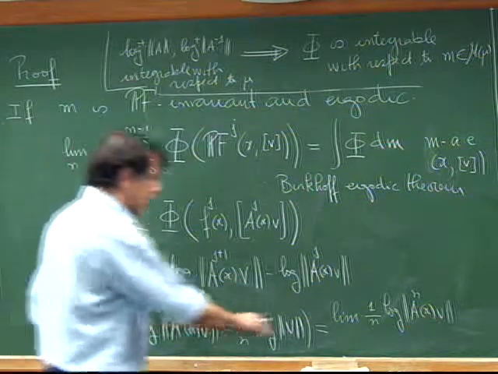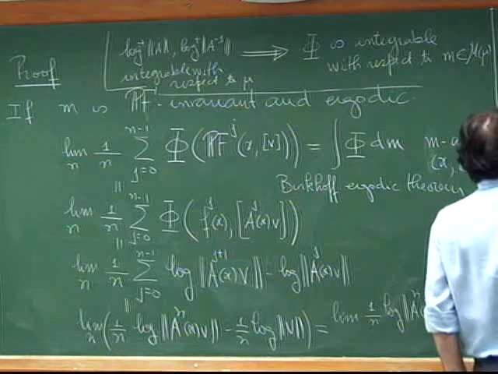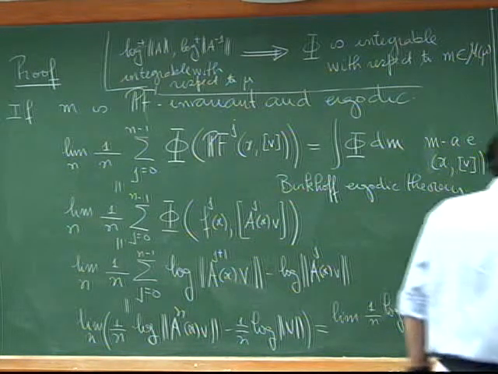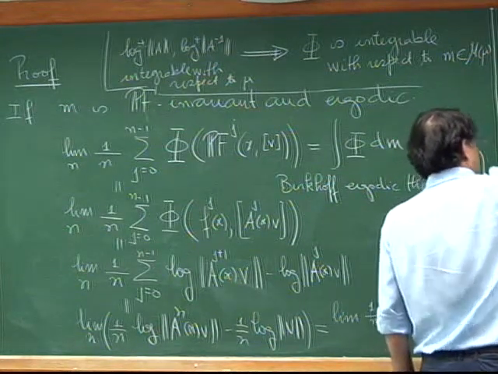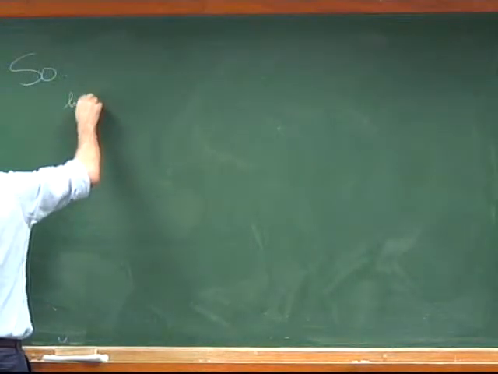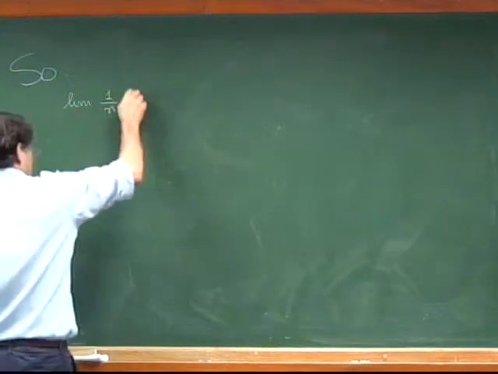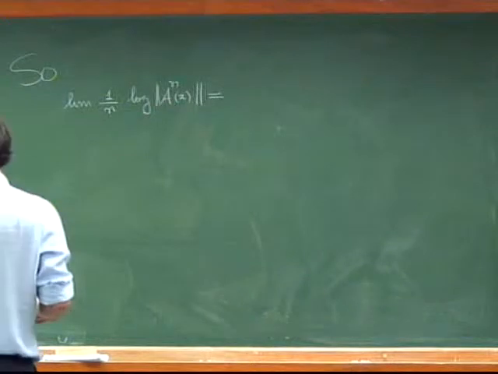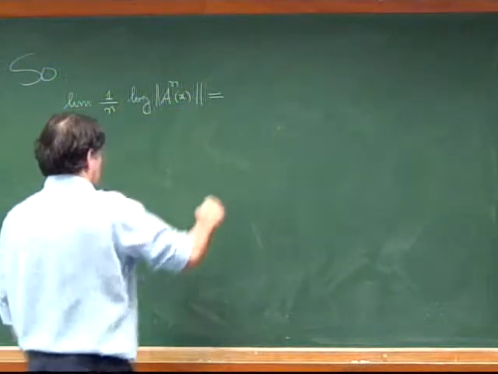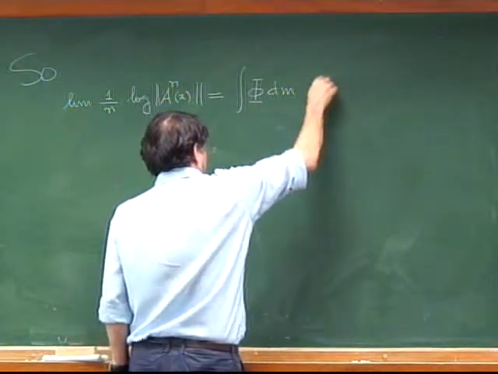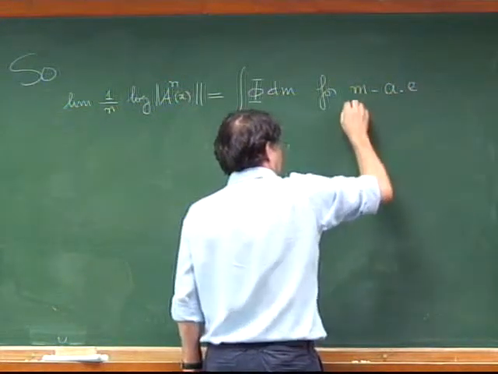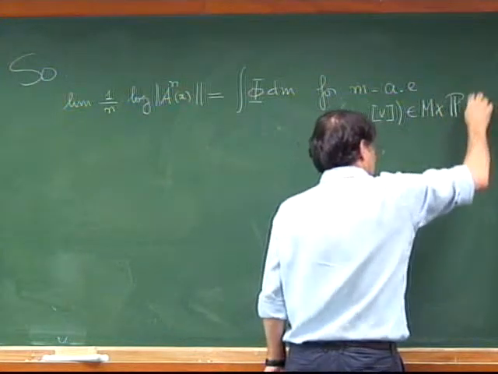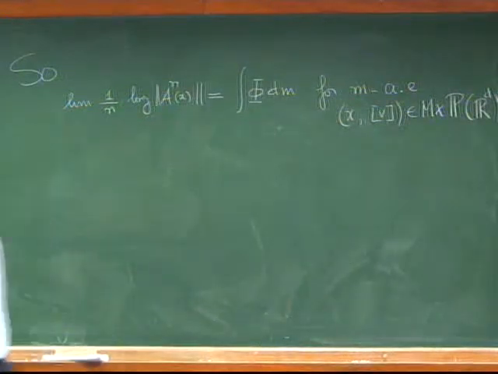And my conclusion is, what I get in this way is that what I proved so far is that the limit of 1 over n log of A^n x v is equal to the integral of phi dm for m almost every pair x v. Okay.